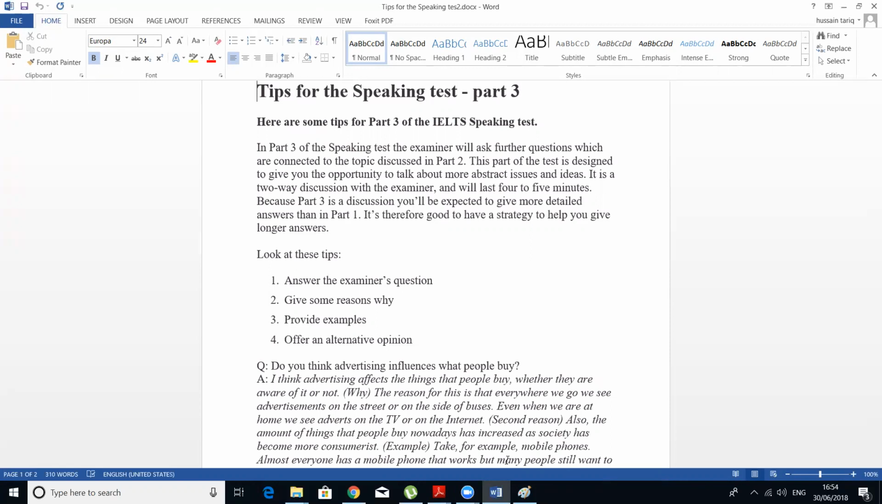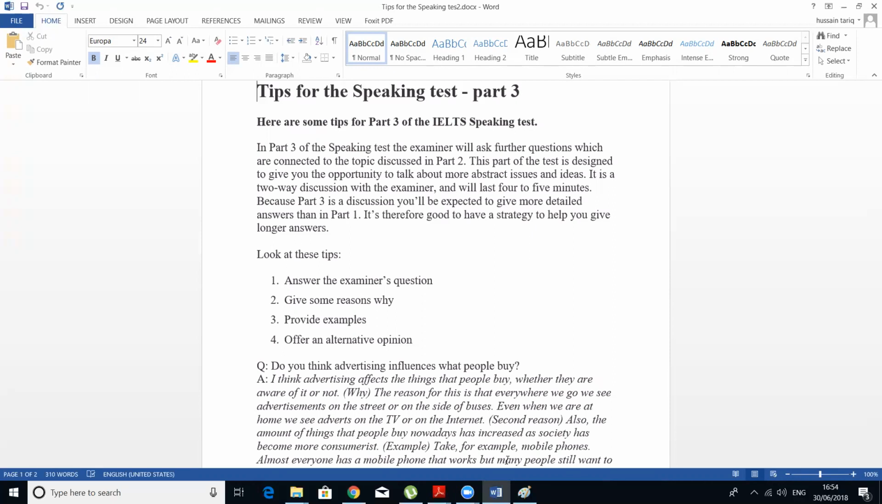Now the question is, what kind of topics are we expecting? So this part of the test is designed to give you the opportunity to talk about more abstract ideas and issues. So remember, the third part of the speaking test is where you will be talking about abstract ideas and issues. This is exactly the same as what you will do in IELTS writing task 2, okay?